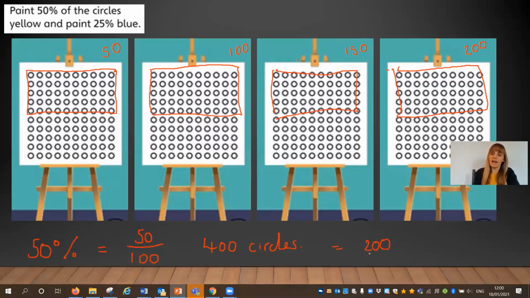Do you also see now the relationship that we learned before, that 50 out of 100 is the same as 1/2, isn't it? So 50% is the same as calculating half of an amount. Now, because we know that there's 400, 1/2 of 400 has given us 200 in total.